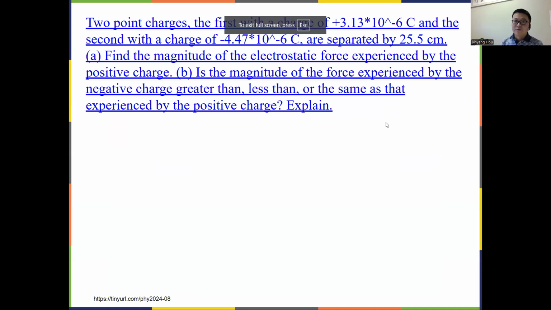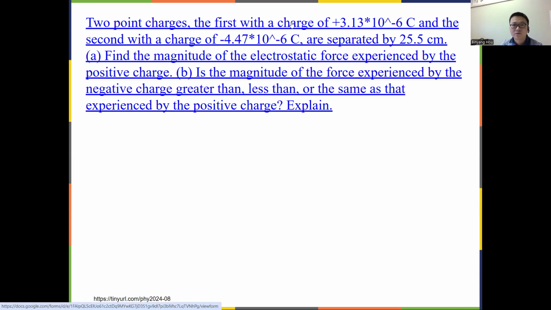Okay, second example here. Again it says two point charges. The first one has a positive charge of 3.13 microcoulombs, 10 to the minus 6, and the second one is negative 4.47 microcoulombs, separated by 25.5 centimeters. You probably realize you have to change the centimeters to meters because this is not in SI units. It says find the magnitude of the electrostatic force experienced by the positive charge. So magnitude, then we'll apply Coulomb's law again.